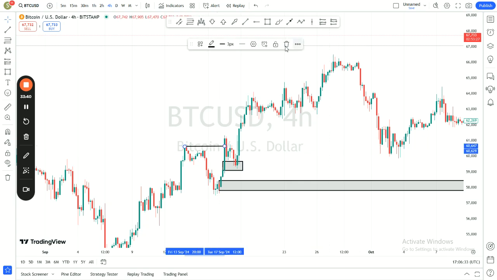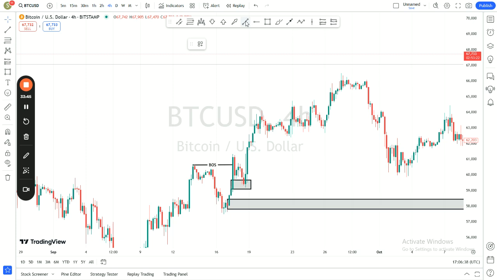Now, market gave us a break of structure. I want you guys to follow what I'm doing, and then we have another high created. Now, market gave us another break of structure right here. This is another break of structure right here.